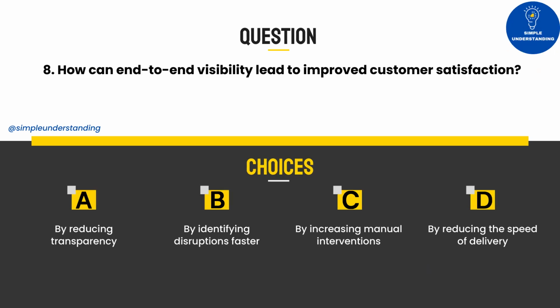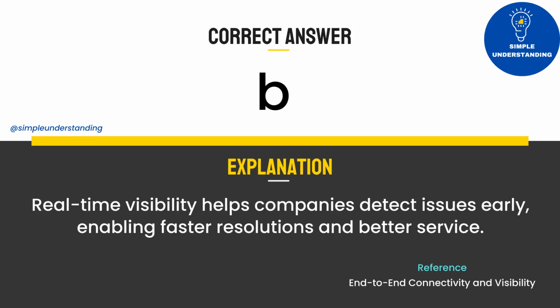8. How can end-to-end visibility lead to improved customer satisfaction? A. By reducing transparency. B. By identifying disruptions faster. C. By increasing manual interventions. D. By reducing the speed of delivery. Correct answer: B. Explanation: Real-time visibility helps companies detect issues early, enabling faster resolutions and better service.